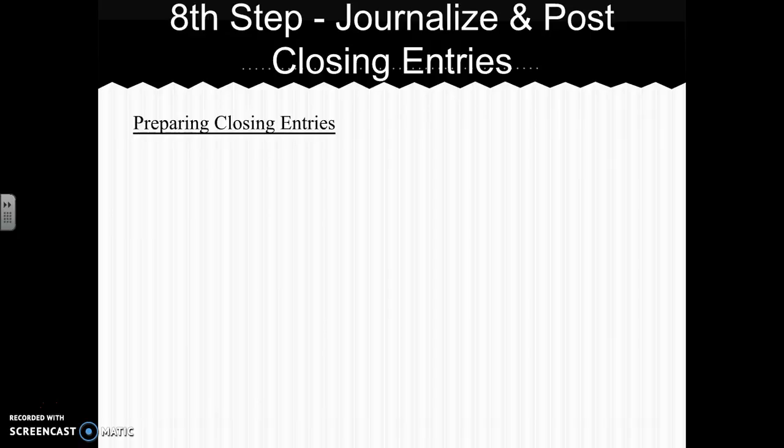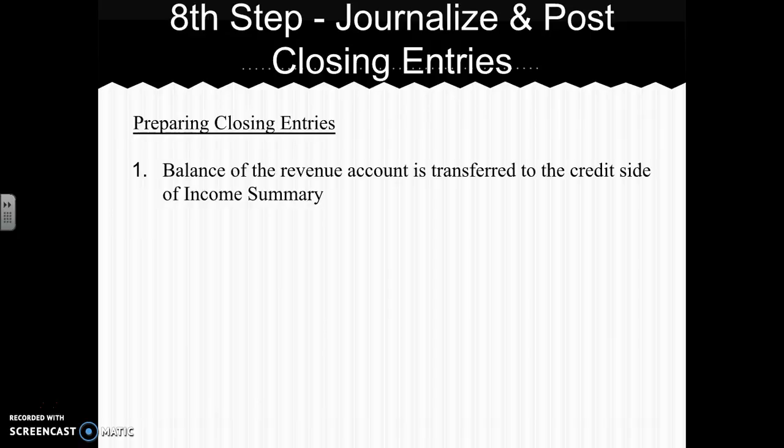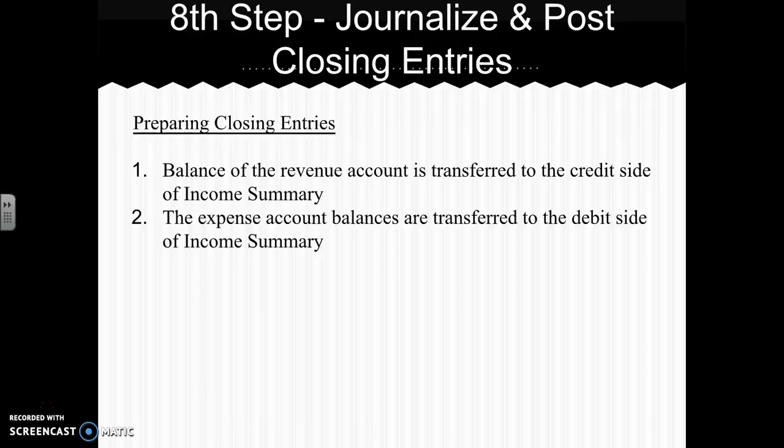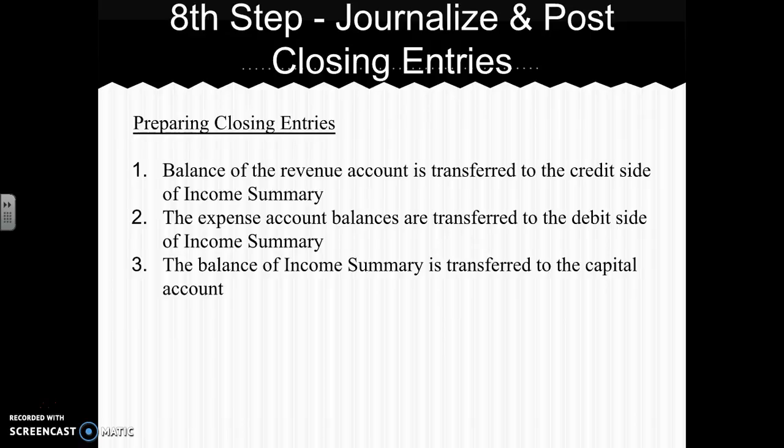Now for preparing closing entries, the first thing we have to do is determine the balance of the revenue account and transfer it to the credit side of income summary. If you remember this acronym, Ray eats in darkness: revenues close, then expenses close, then income summary closes, then drawing closes. So the first step is to close out the revenues. Then we want to close out the expenses. So we will debit income summary and credit the expense accounts to zero.